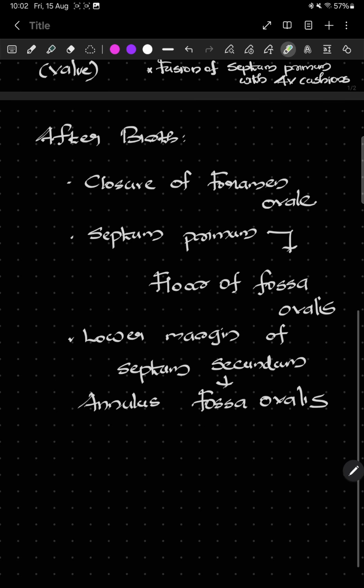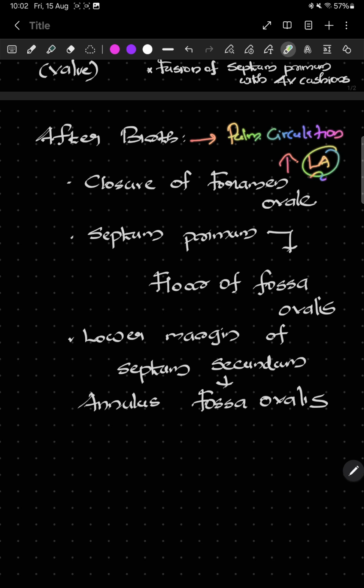And after that, there is birth. There is advent of the pulmonary circulation. After the advent of the pulmonary circulation, there is an increase in the pressure on the left side. There is increased return to the left atrium.